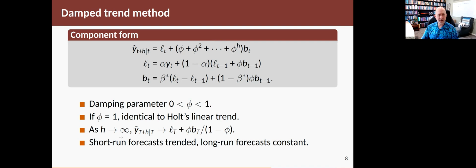As I said before, as h goes to infinity, as you forecast further and further ahead, this expression, which is a geometric series, approaches a constant, and that constant is phi divided by 1 minus phi. So in the long run, the forecast will go to this constant here, the last level plus phi divided by 1 minus phi times the last slope estimate. So this gives you a model which is trended in the short run, but in the long run, the forecasts are constant. And that can be quite useful in practice, because often trends are not going to continue indefinitely.